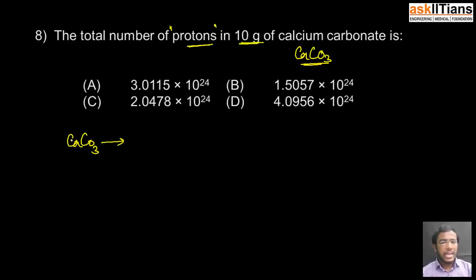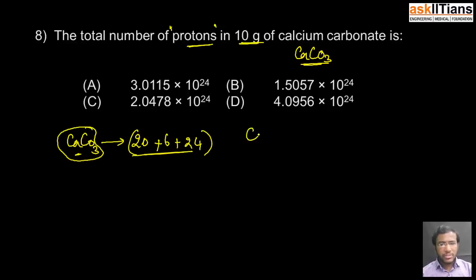In a CaCO3 unit, calcium contains how many protons? 20 protons. And carbon contains 6 protons, because its atomic number is 6, calcium atomic number is 20, oxygen atomic number is 8. So it is 8 into 3, 24 protons it's going to contain. So this is the total number of protons in one CaCO3 unit.